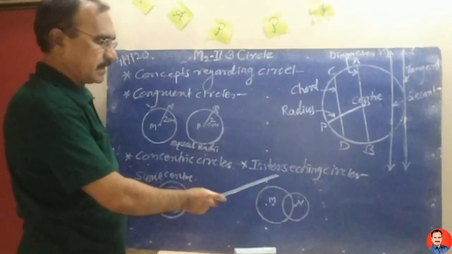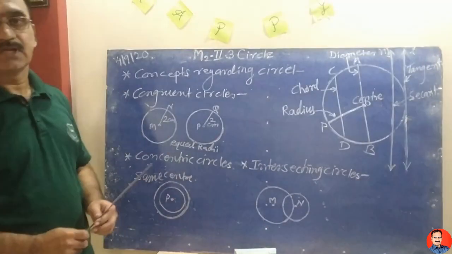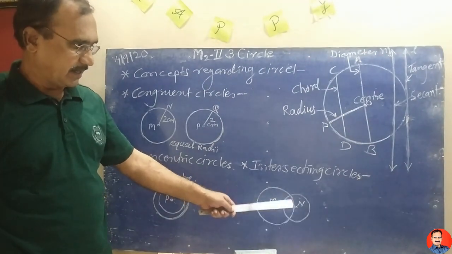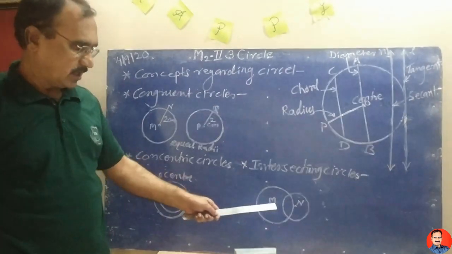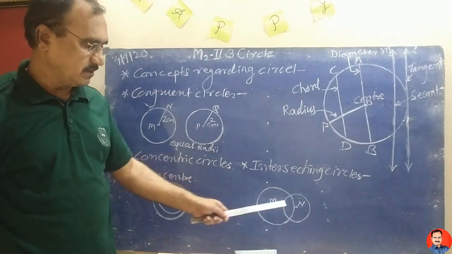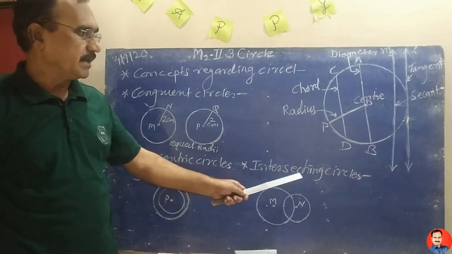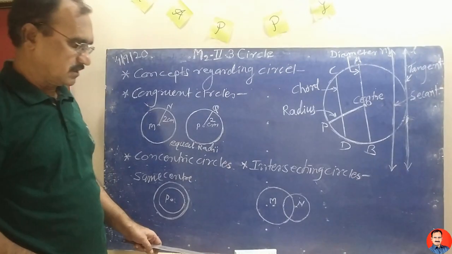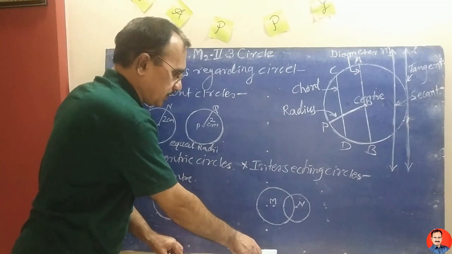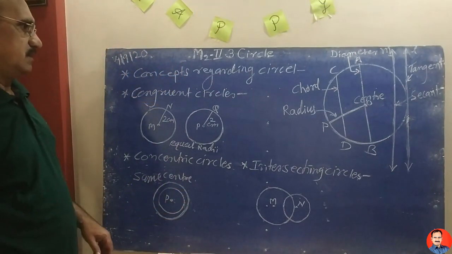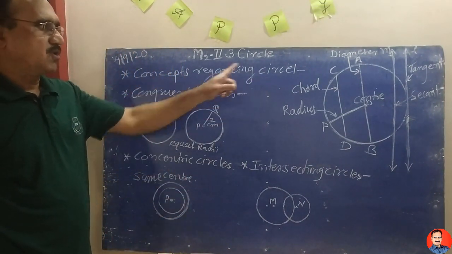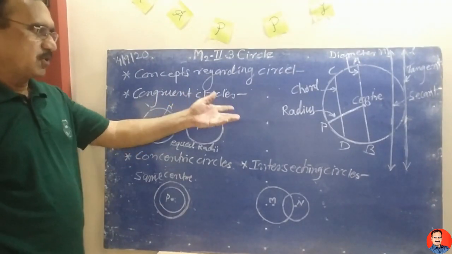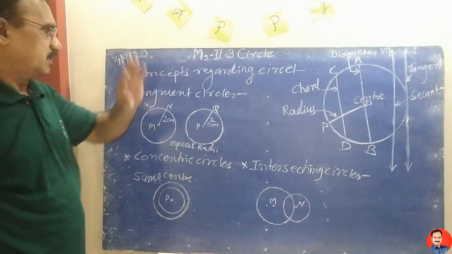Then these circles are intersecting circles. If circles are intersecting in two distinct points, with centers M and N, then these circles are called intersecting circles. These are some concepts regarding the circle. Then we are going to see the next point in this chapter. First, draw all these figures from the video in your notebook. No problem. This is previous knowledge about circle.